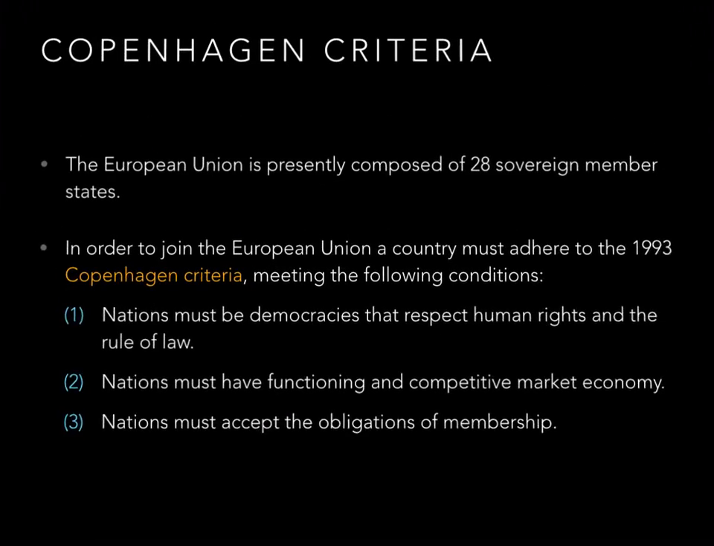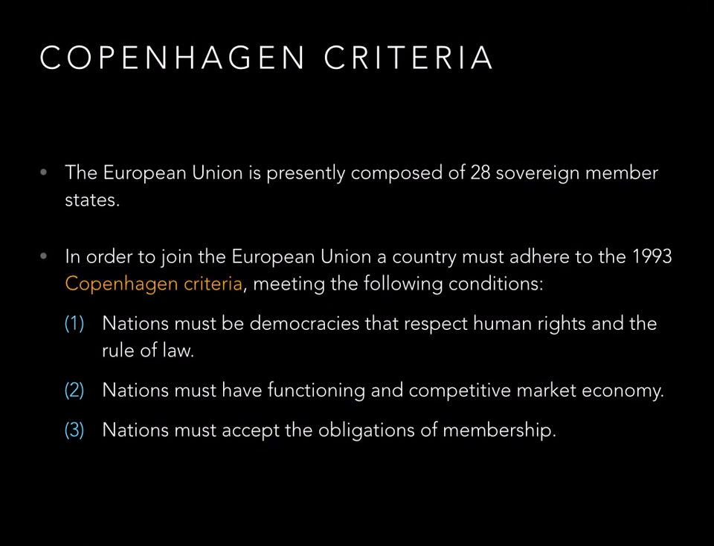European Union today. Copenhagen Criteria. Lots of countries have joined the European Union, and it's now composed of 28 sovereign member states. In order to join the European Union, a country has to adhere to the 1993 Copenhagen Criteria. They have to meet the following conditions.